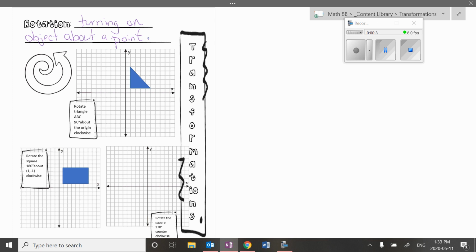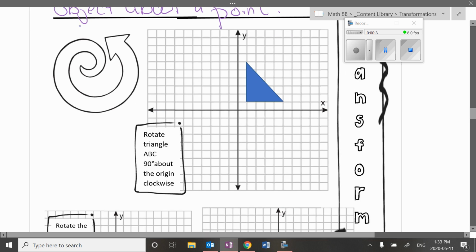So if we think about this arrow here as a clock, this would be 12 o'clock, 6 o'clock, 3 o'clock, and 9 o'clock. The arrow is currently going back in time, or counterclockwise. You could also see counterclockwise written as CCW.